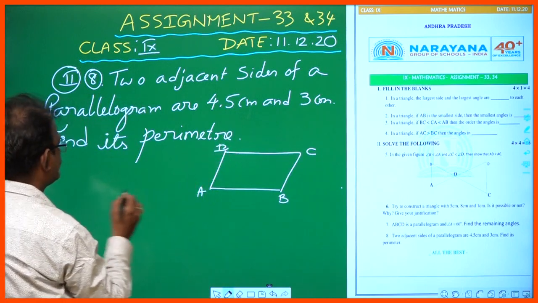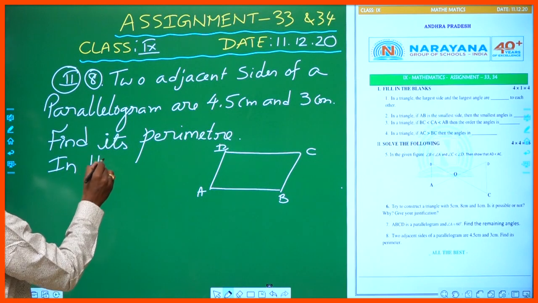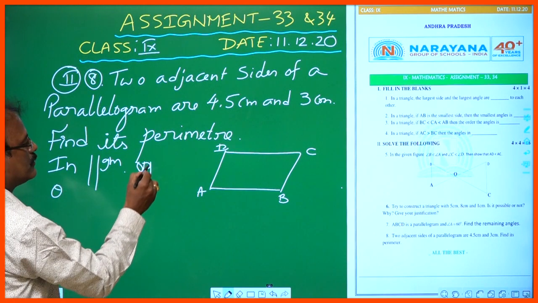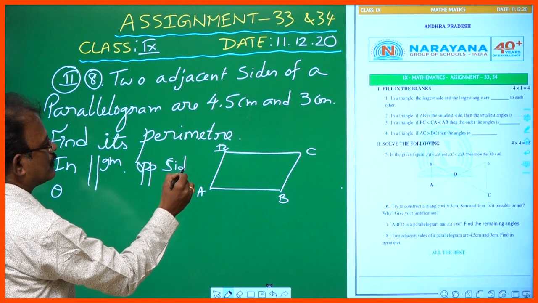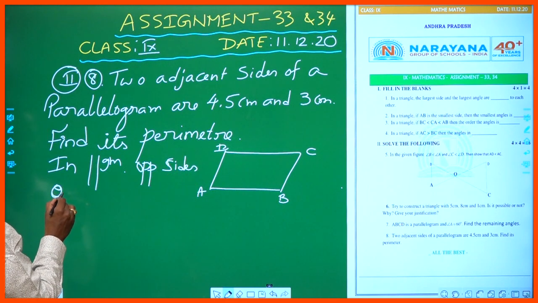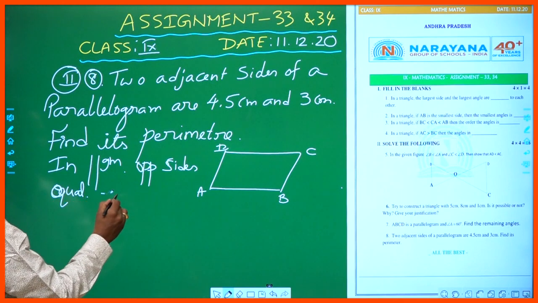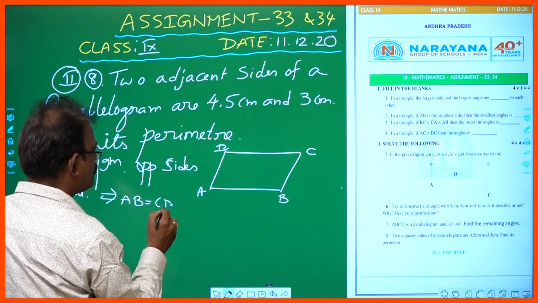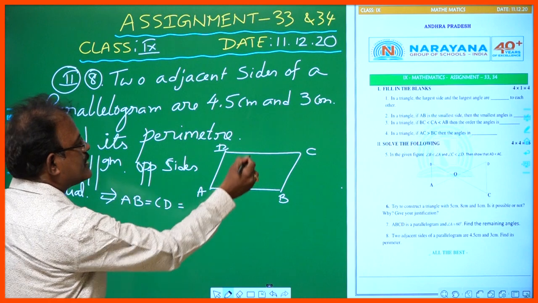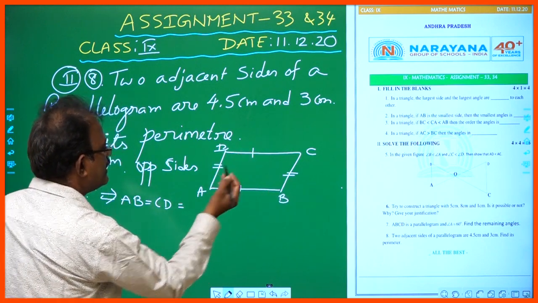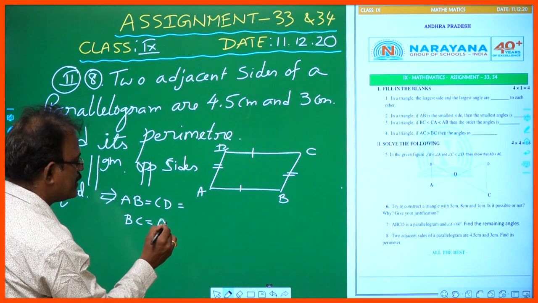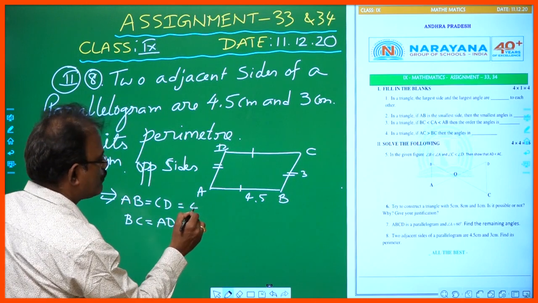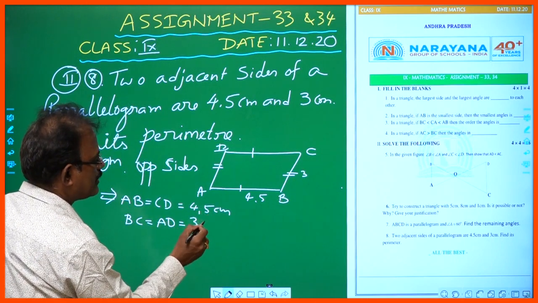So we know that in a parallelogram, opposite sides are equal. That means AB is equal to CD, and BC is equal to AD. So one pair is 4.5 and the other is 3, 4.5 and 3 centimeters.